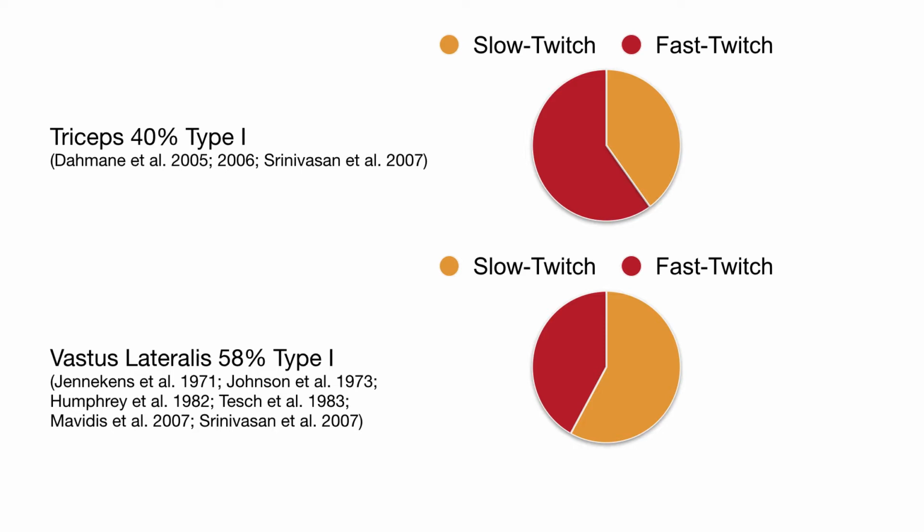The triceps are about 40% type 1, meaning they're about 60% fast twitch, whereas the deltoids are one of the few upper body muscle groups that displays a tendency towards a higher proportion of type 1 muscle fibers. It's on average 58% type 1, so it's only about 40% fast twitch.